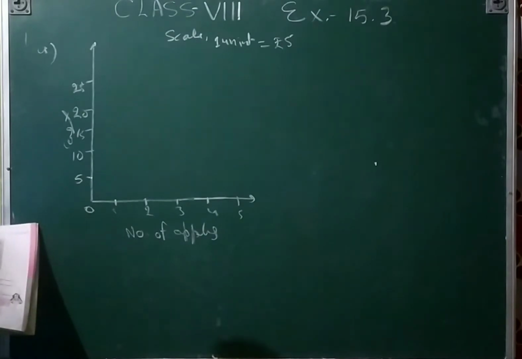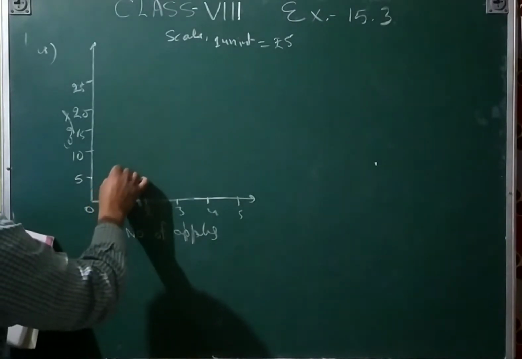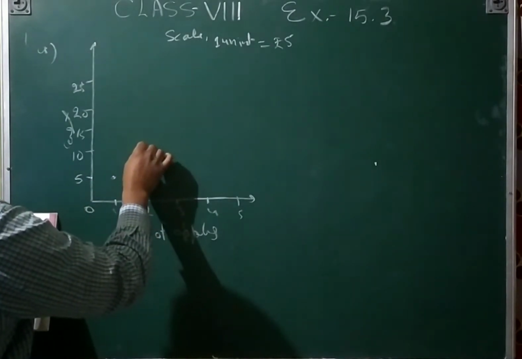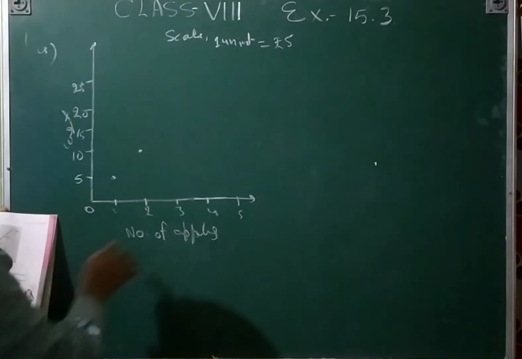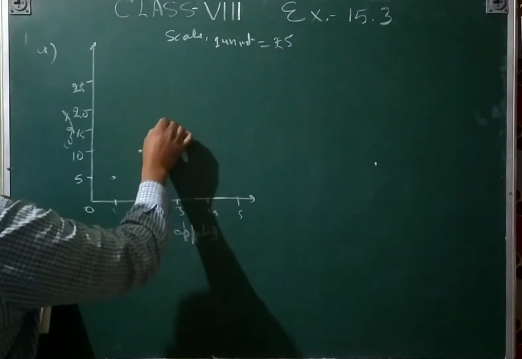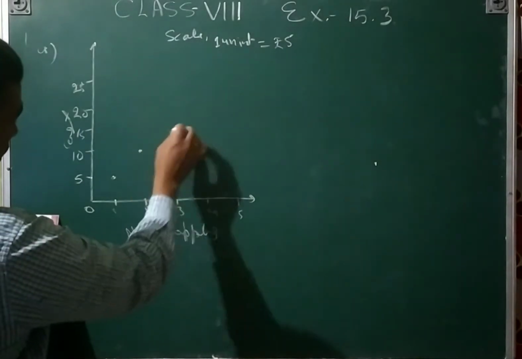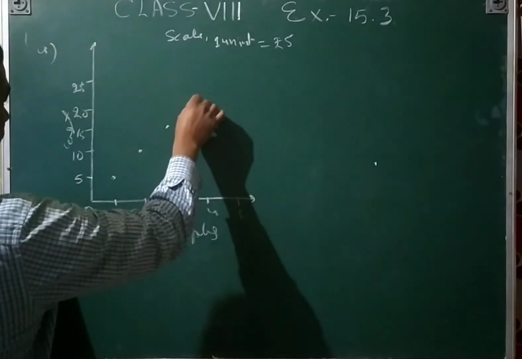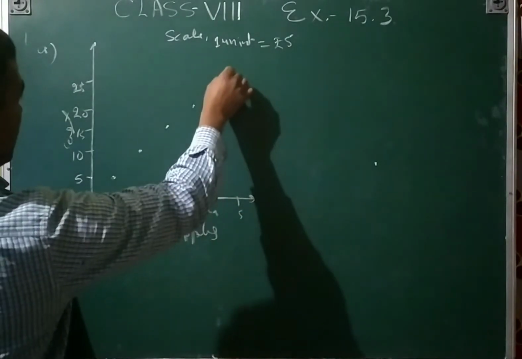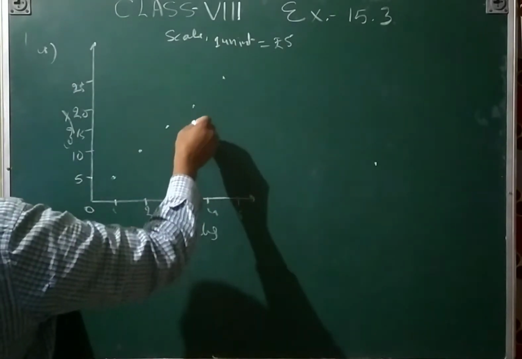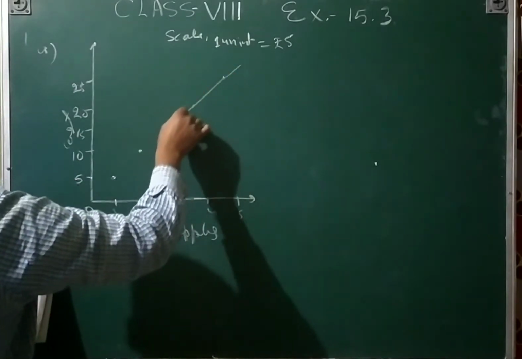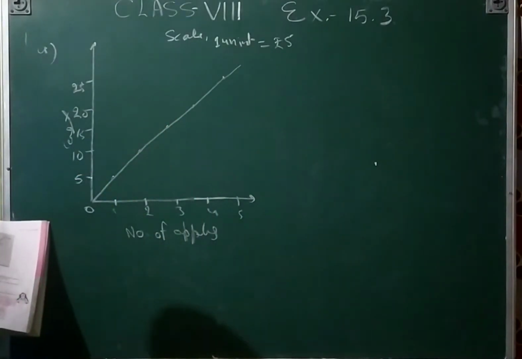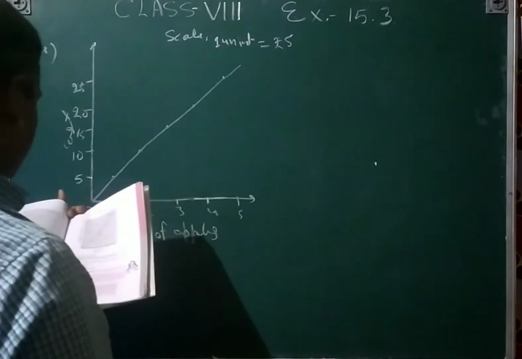So first is 5, so we will put the point here. And then second is 10, so we will put the point here. On 2, on 3, that is 15, so that will be here 15. And then 20, and then 25. And then you will draw a line. You can use the ruler also. This is the graph.